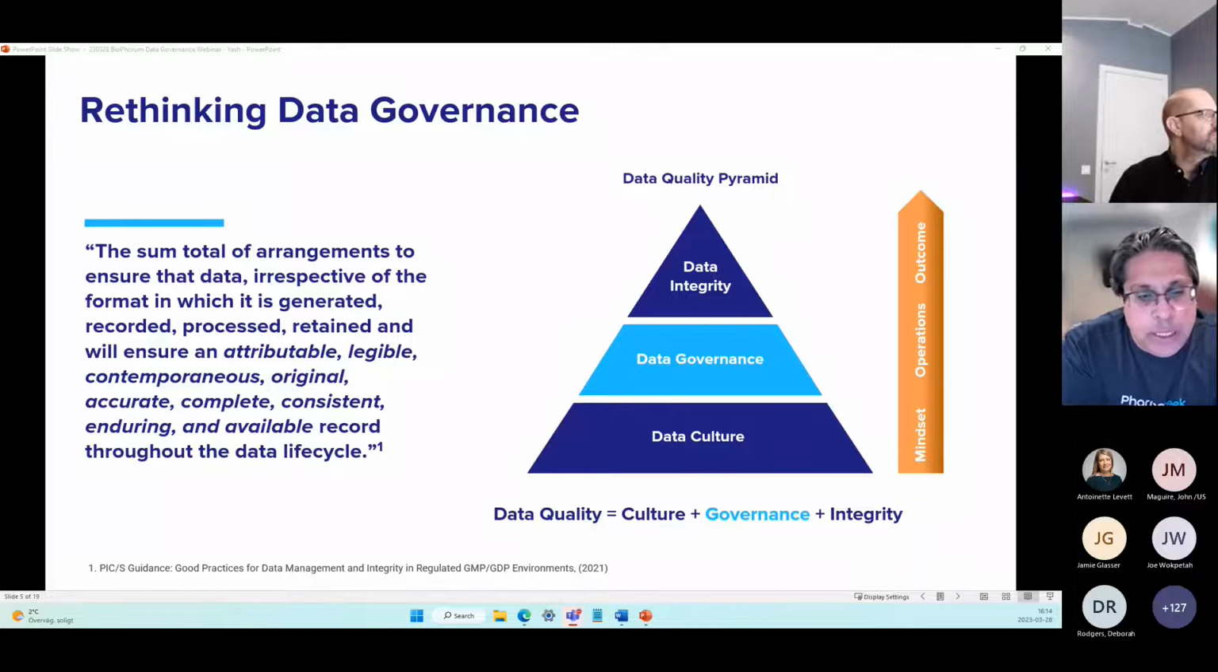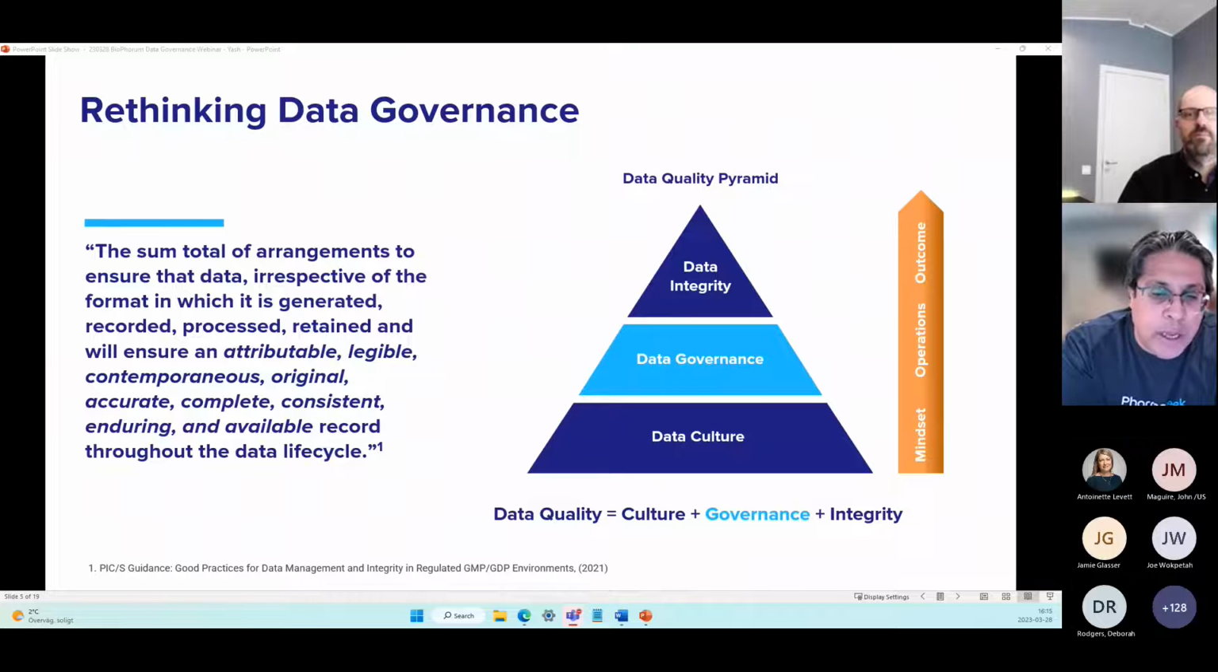But I think what we really need to do is take a step back, and this is what we've been talking about, to think about the overall data quality pyramid and understand that data governance really is one of the elements of overall data quality. It starts with data culture, which is the mindset of an organization in terms of how it thinks about its data, how it handles and manages its data, and how it trains the organization overall to manage data. With a strong data culture, you can then build a strong data governance function, which is the operational piece of the data quality pyramid. Here you're putting in place the policies, the procedures, and so forth that lead to strong data governance. And that, of course, can ensure that your outcome, which is your data integrity piece, is strong as well.